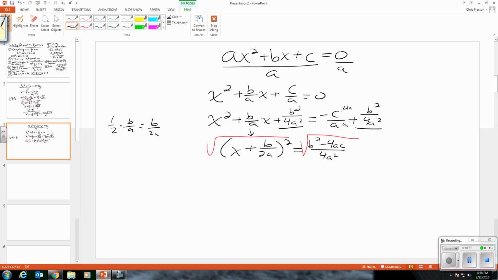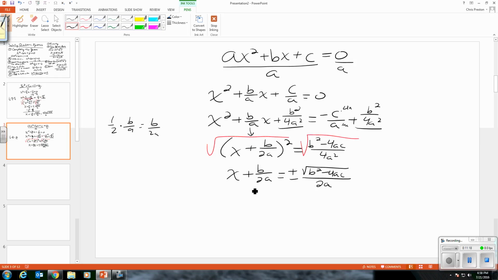So x plus b over 2a equals plus or minus. Again, square root, just like squaring, do top and bottom. So square root of the top, b squared minus 4ac, square root of the bottom, 2a. And again, you can't separate when you're adding or subtracting under a radical. You can't separate them and do them individually. You've got to do it as a group. So I've got to keep that together.